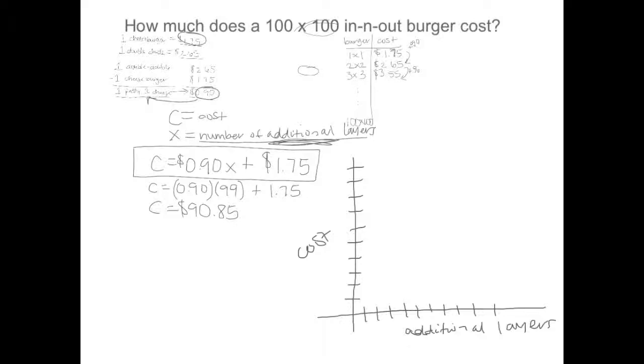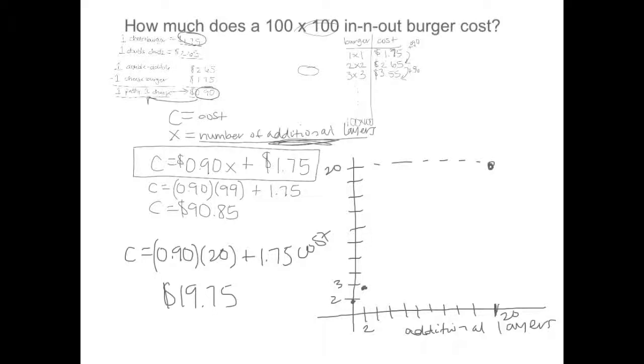Okay, so my first one had no additional layers and it cost me just under $2. So I'll make a point there. My second one cost me just over $2, maybe just a little over halfway, right about there. Now I want to find out how much 20 cost over here. So I'll plug it into my formula again. C equals 0.9 times 20 additional layers. So remember, this would be considered a 21 by 21 because it has 20 additional layers. And that gives me the cost of, let's see, $19.75. And so that would be all the way up at the top. If this is 20, it would be just below 20 right here.